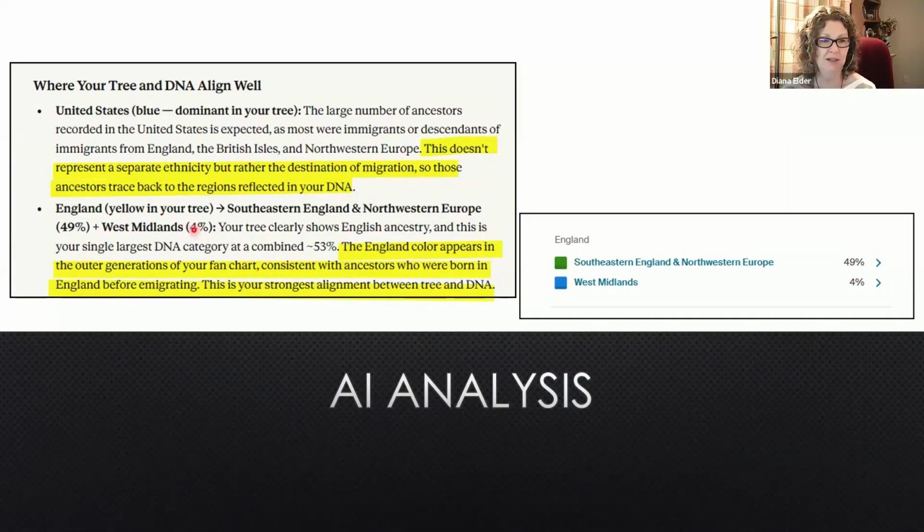And then it talks about England, yellow in your tree, southeastern England and northwestern Europe. Now, this is interesting because this is absolutely true. Southeastern England, I have one whole branch that goes back to Kent County, right there in the southeasternmost portion of England. So that is absolutely true. And then the West Midlands, I also know family lines there. So the England color appears in the outer generations of your chart, consistent with ancestors who were born in England before emigrating. This is your strongest alignment between tree and DNA. And because all of these ancestors did immigrate in about the 1850s, this is not a surprise to me, but I do like seeing that it agrees with what I do know.